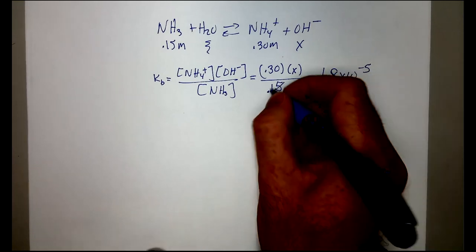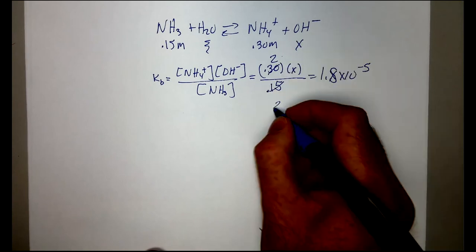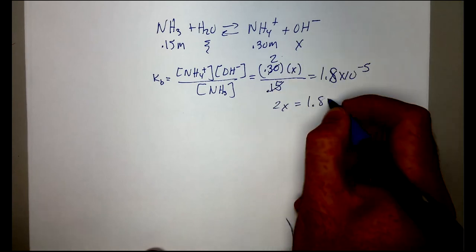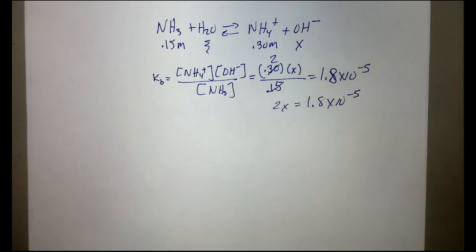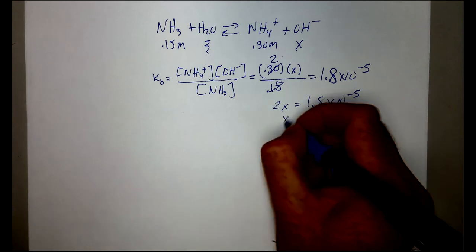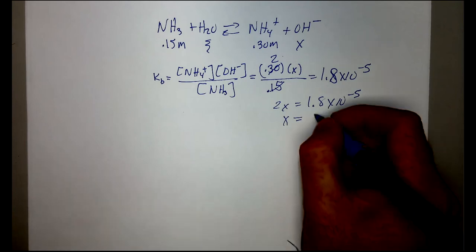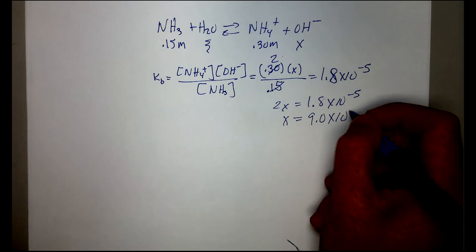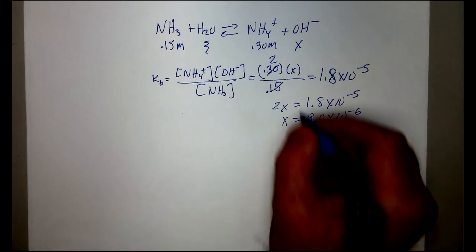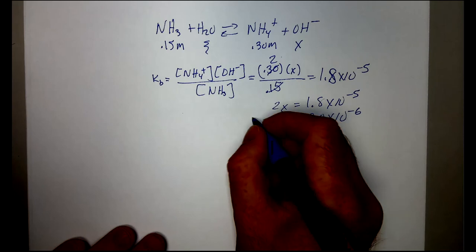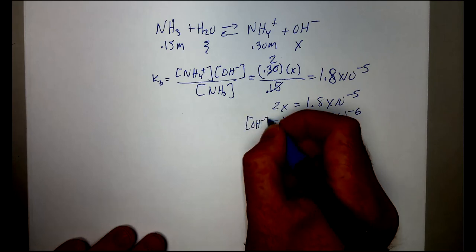So that'll cancel and give us 2. So we'll have 2x equals 1.8 times 10 to the negative fifth. And then we're going to run that through our calculator and get x. So x is going to be 9.0 times 10 to the negative sixth. Now, we said that that x was equal to the concentration of the hydroxide.